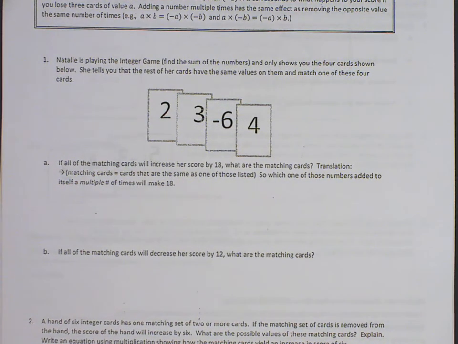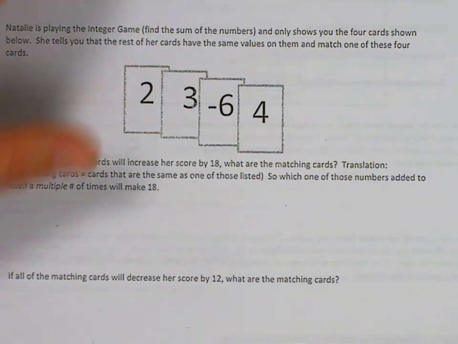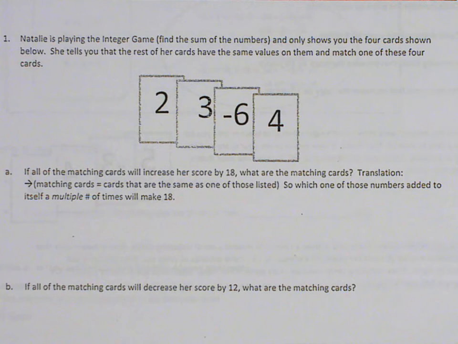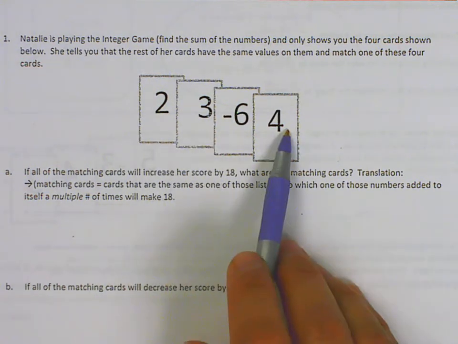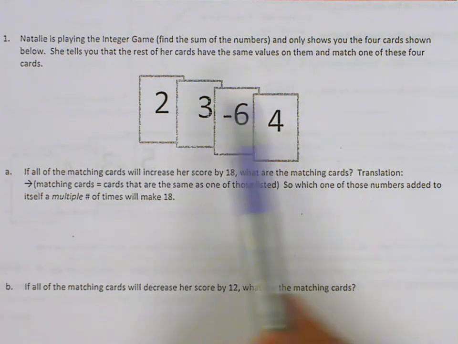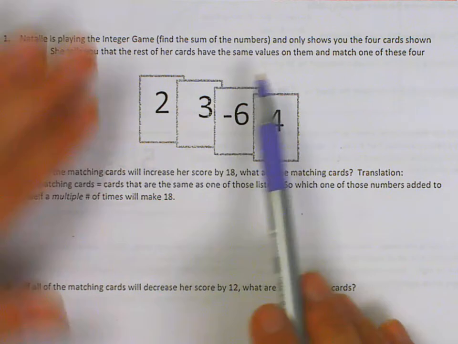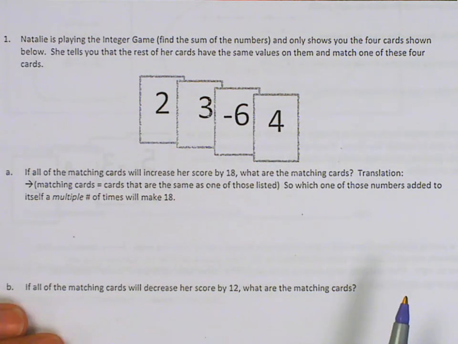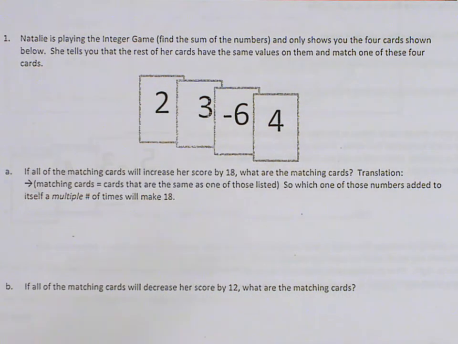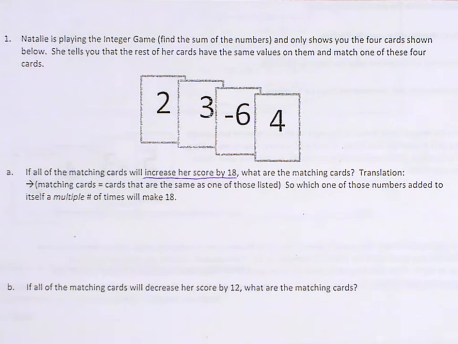Natalie's playing the integer card game. It must be raining and the power is out. She must be very, very bored. Find the sum of the numbers. And she only shows you these 4 cards below. She tells you the rest of the cards have the same values on them and match one of these cards. Okay, so this is 1. We got parts A and B, so they all refer to these cards. So if all the matching cards will increase her score by 18, please get in the habit of underlining important information.